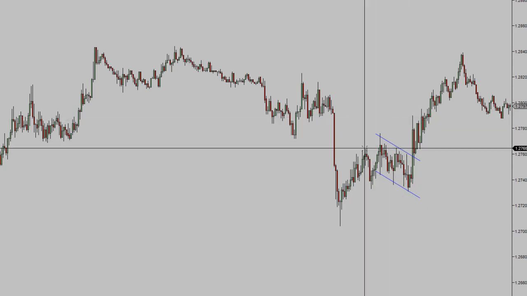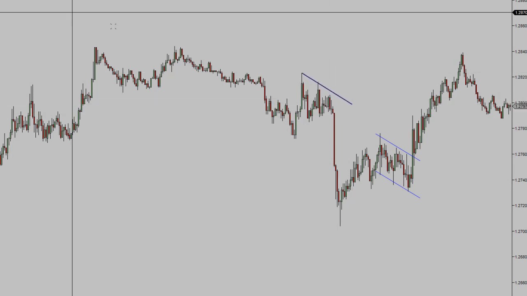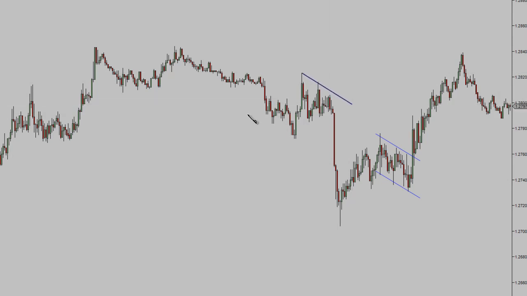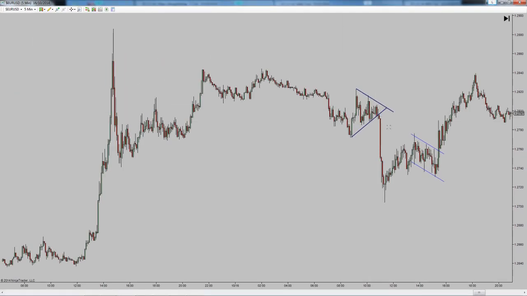There's also a very nice example of a triangle. Now, we're not going to talk about triangles just yet. That's later on in the course, but I think I should show you this one because it is quite nice. So you can see that price compressed itself between both sides of the triangle before finally breaking down.